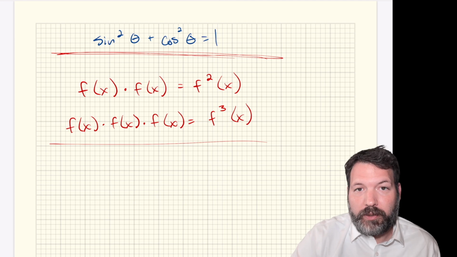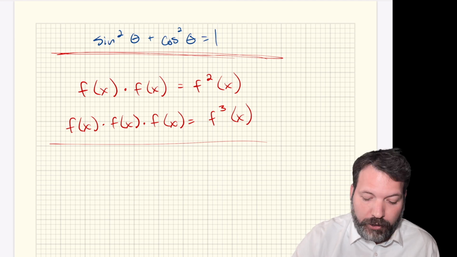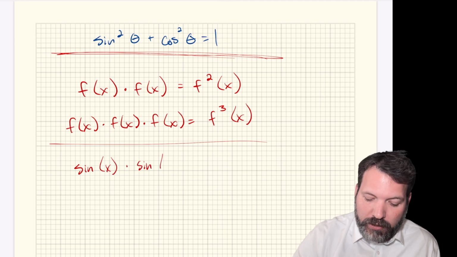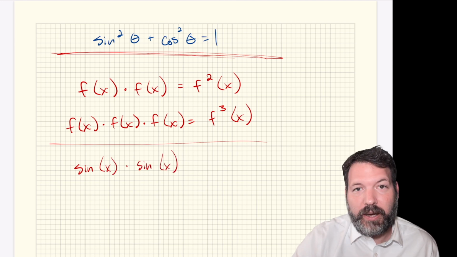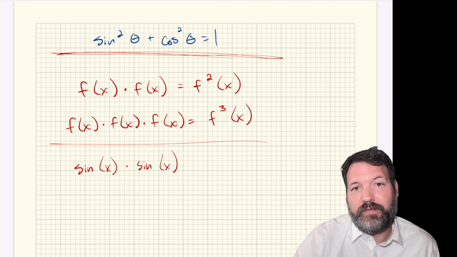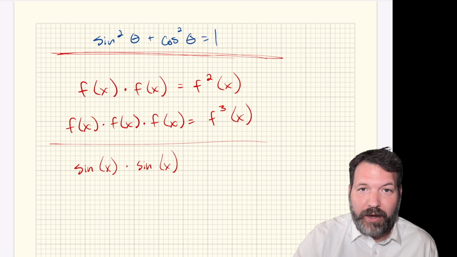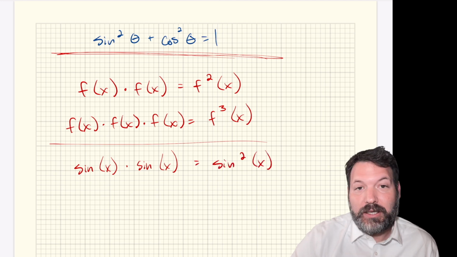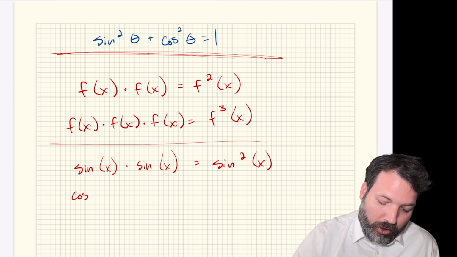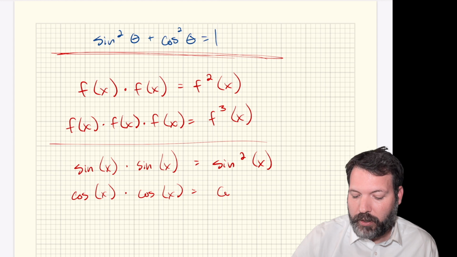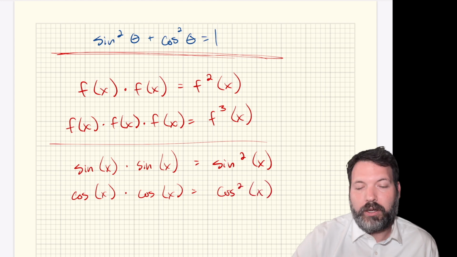Obviously, it works for something like f, our generic function, but it could just as easily work for sine or cosine, right? So when we write down sine of x times itself, which we know ends up being important for the trigonometric functions because of their connection to right triangles and the Pythagorean theorem, we're just going to write this down in function notation as sin² of x, or cosine x times cosine x, we express as cosine² of x.